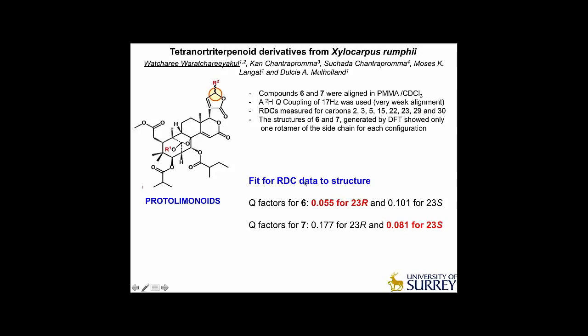And then look, the fitting of the data to the structure: for compound 6, we got this nice fitting for the R isomer at 23, and for compound 7, we got this fitting for 23S. So in one shot, we measured both structures, and we determined the relative configuration of this CH with respect to the skeleton. But since we know the absolute configuration of the skeleton, we got the absolute configuration.